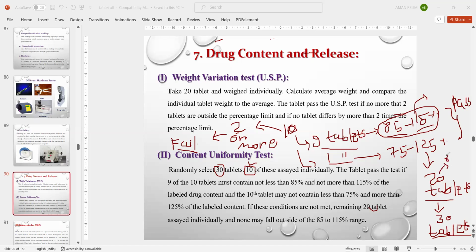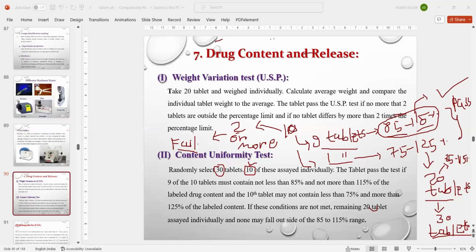These 20 tablets must be, I'm repeating, in the range of 85 to 115%. As one tablet was outside the range, you have to take 20 additional tablets, and those additional 20 tablets must be in the range of 85 to 115%. Then and only then this test can be passed. Otherwise, if any tablet from those 20 tablets is outside the range, then the test will fail again, and your tablet batch will fail the content uniformity test.